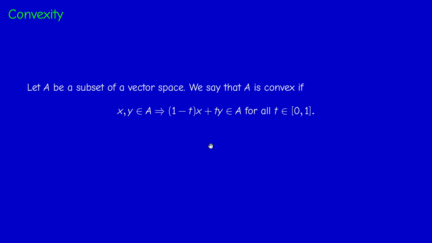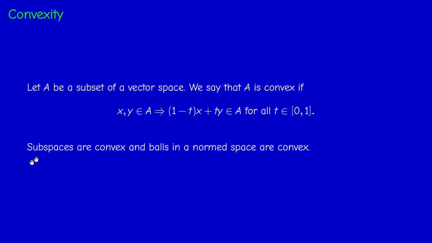In particular, keep in mind that subspaces are convex because subspaces are stable under arbitrary linear combinations, so in particular under convex combinations. And any kind of ball in a normed space is also convex, as you may check by going back to the definition. I just did this review because there's an exercise about convexity that you will solve next week. But we shall revisit this later when needed.